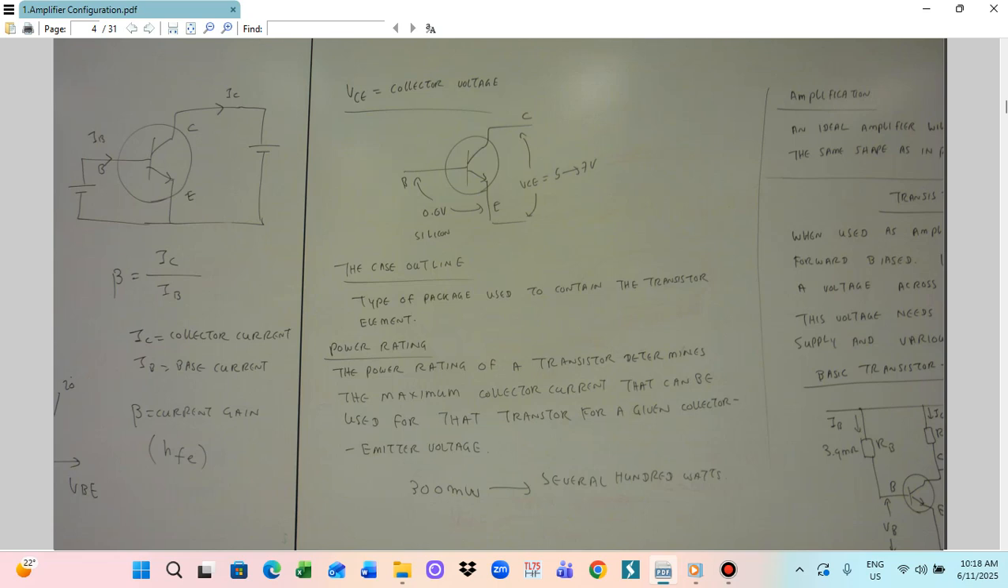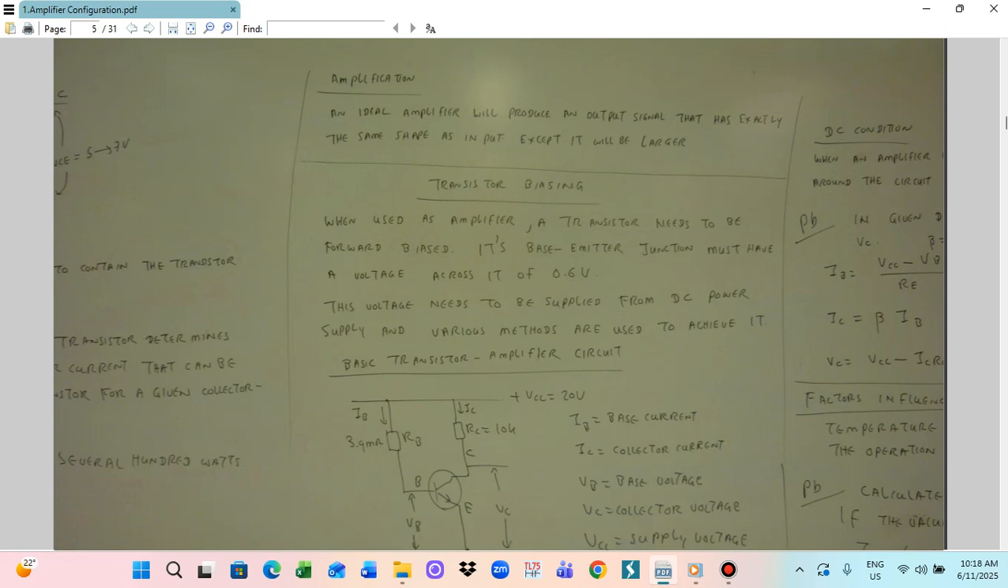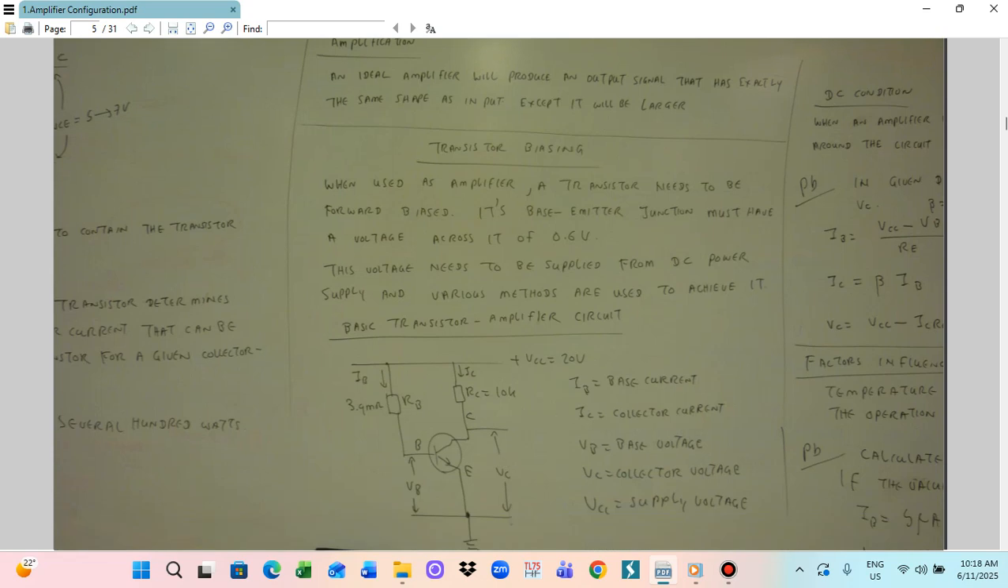Transistor biasing means that you need to supply the voltage across the terminals, especially the base to emitter. Normally, there is a potential barrier. This potential barrier is high, so the electrons cannot flow. So we need to reduce this potential barrier. The only way to reduce it is to supply the voltage across the base and emitter. By supplying the voltage across the base and emitter, this potential barrier can be reduced, so the electrons can flow.